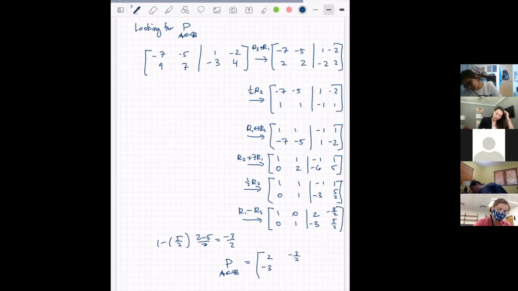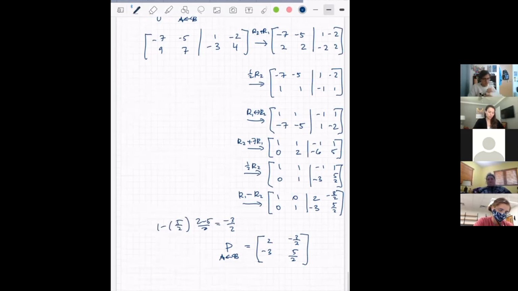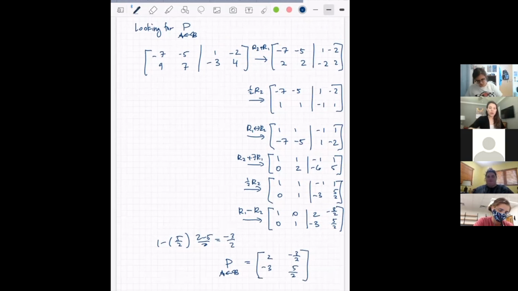So that means this is our matrix: 2, minus 3 halves, and 5 halves. And that's all we were looking for. We weren't looking for the change of coordinates for a particular x, but if we wanted to do that, all we do is multiply by this matrix. Okay, so that is all I'm going to say about section 4.7.